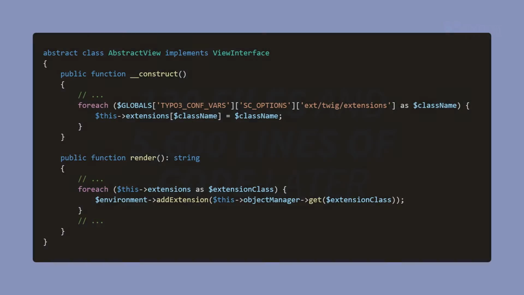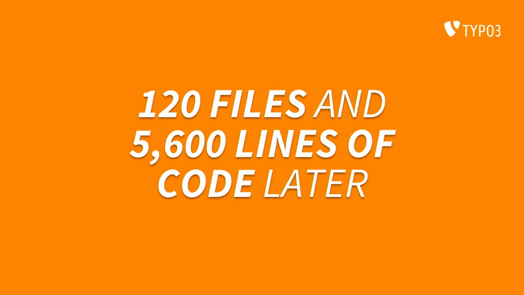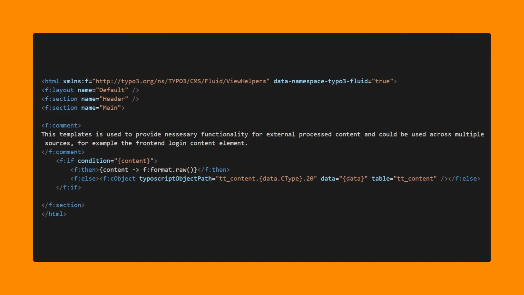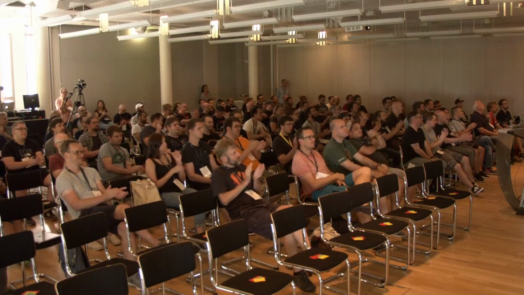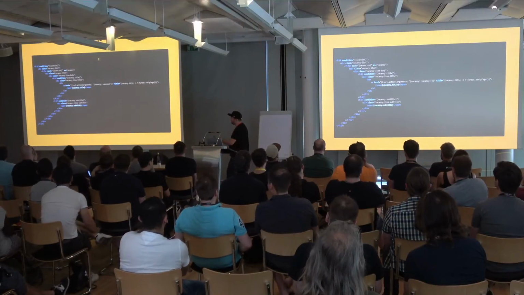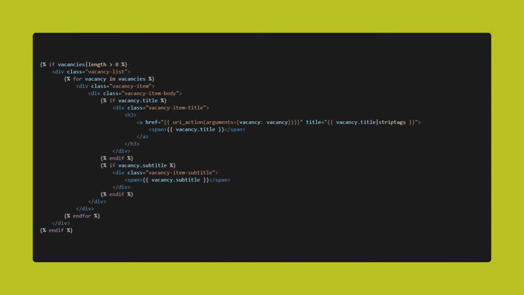Well, 120 files and 5,600 lines of code later, we can translate our simple templates to Twig. Yeah? The same works for extensions. This is a vacancy extension, a very little one without any benefits. We now can also assign our Twig view here, and you see, well, it's the same stuff, just formatted differently. Yeah?